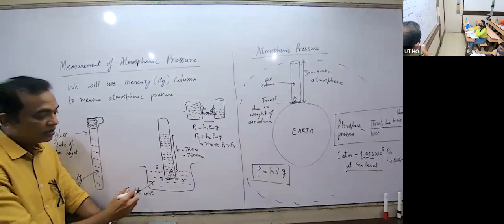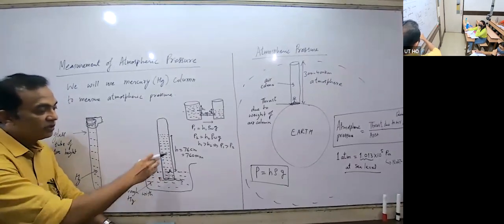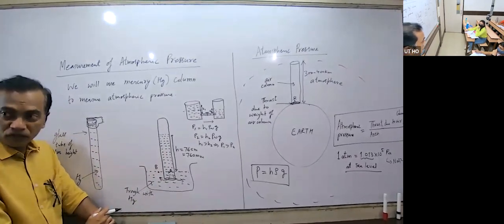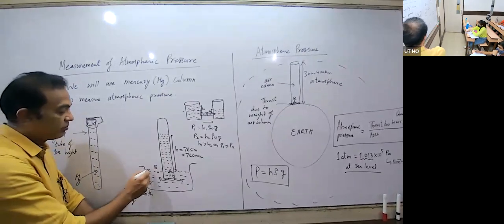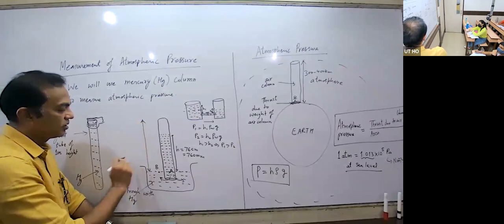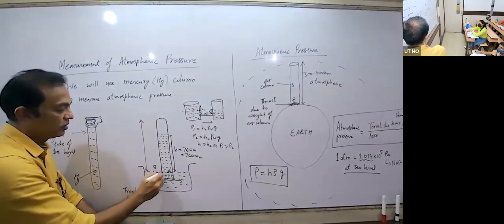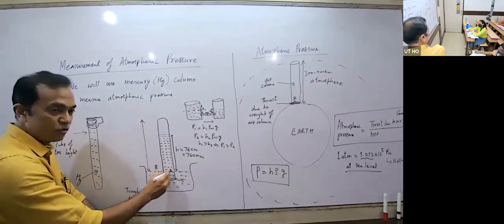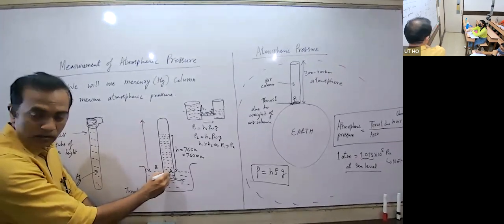Got it? Pressure at A must be equal to pressure at B. That is why the liquid is not flowing. But what is the pressure at B? Atmospheric pressure. Pressure at B is atmospheric pressure. Therefore, now pressure at A also should be equal to atmospheric pressure.